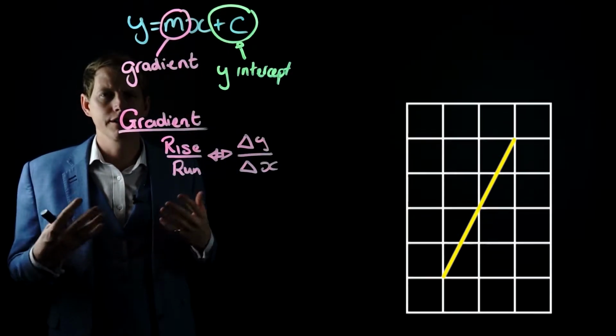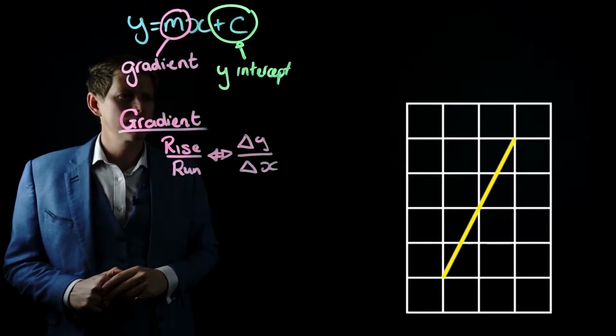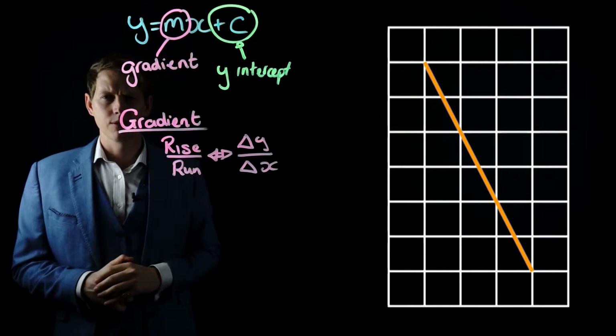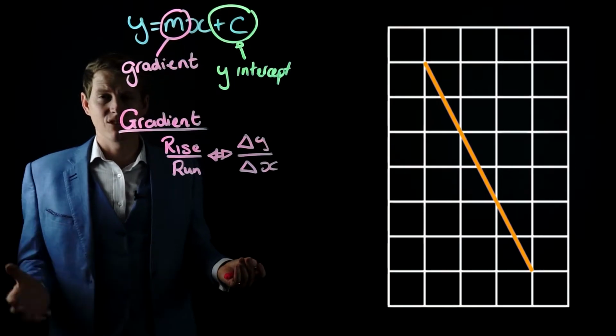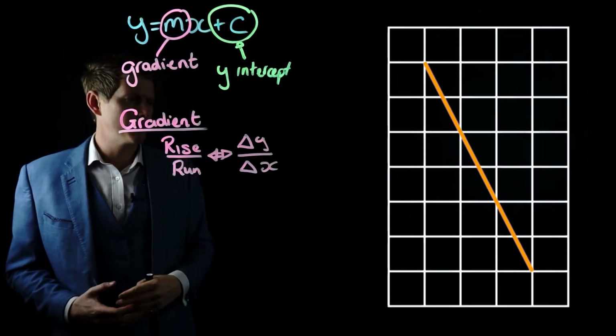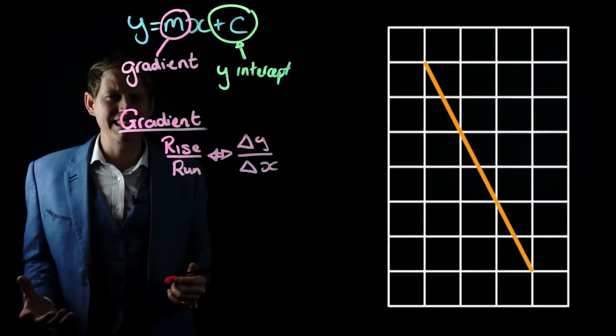Both of those simplify to a gradient of 2. Let's have a look at our last one. Now, this one's a bit different to the other ones. Why? Well, it's not going from the bottom left to the top right. It's going from the top left to the bottom right. This has a negative gradient.